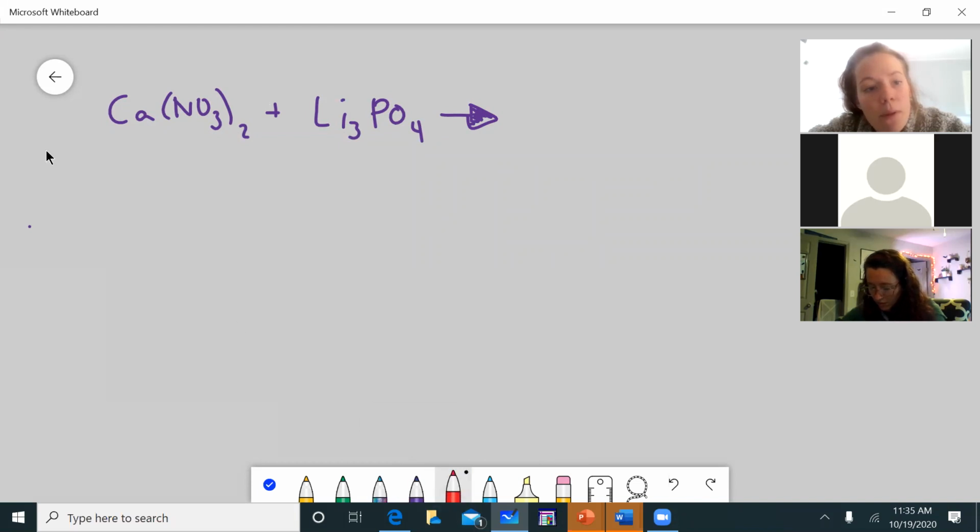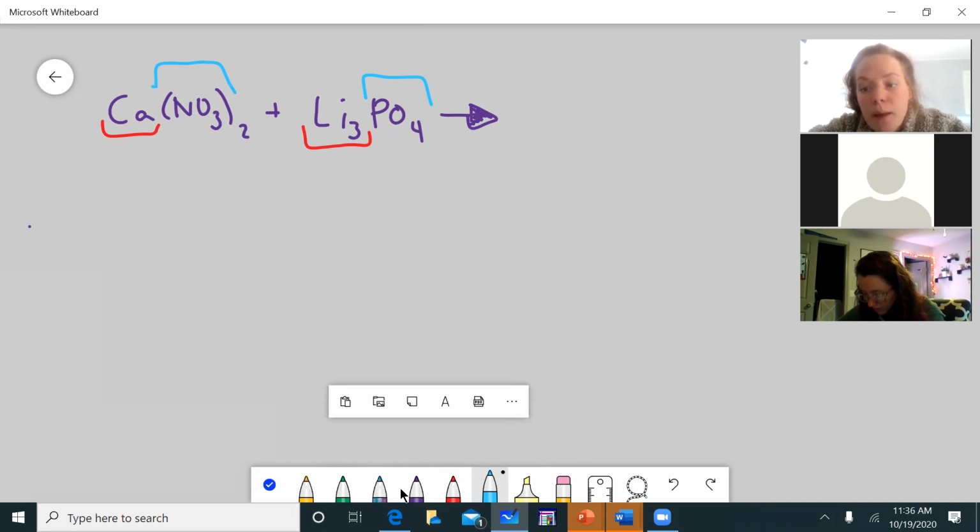I'll give you a little help. This is behaving as a metal. This is behaving as a metal. The polyatomic is behaving as the non-metal. When you write your two products, though, make sure they're charge balanced before you go ahead and balance the equation.